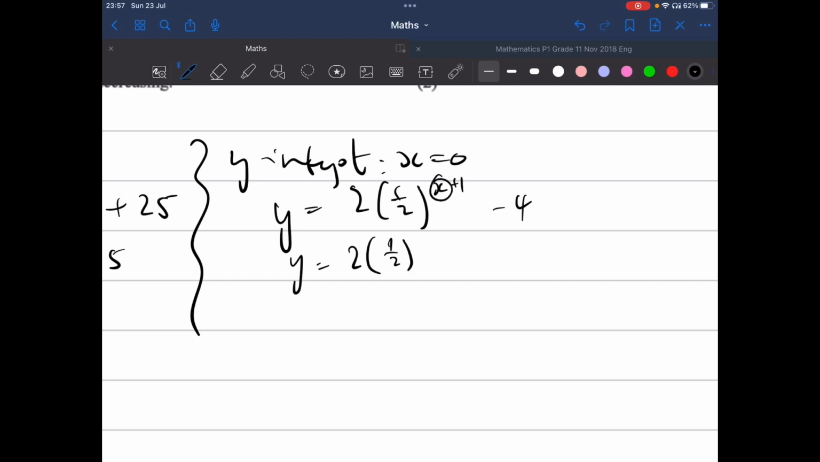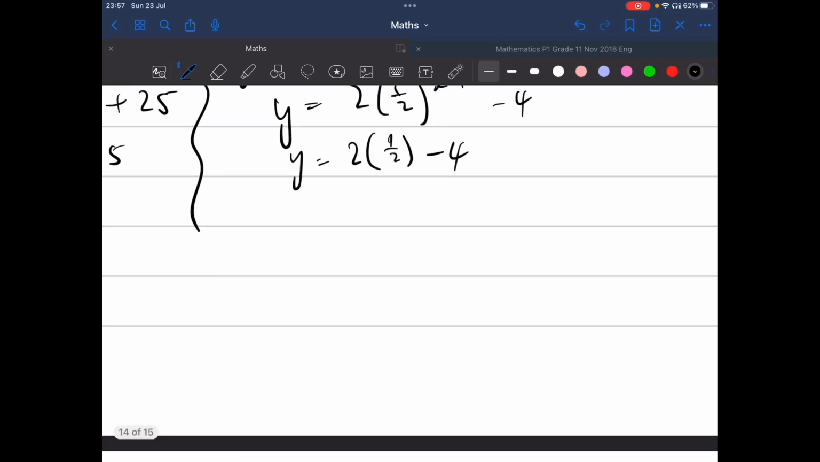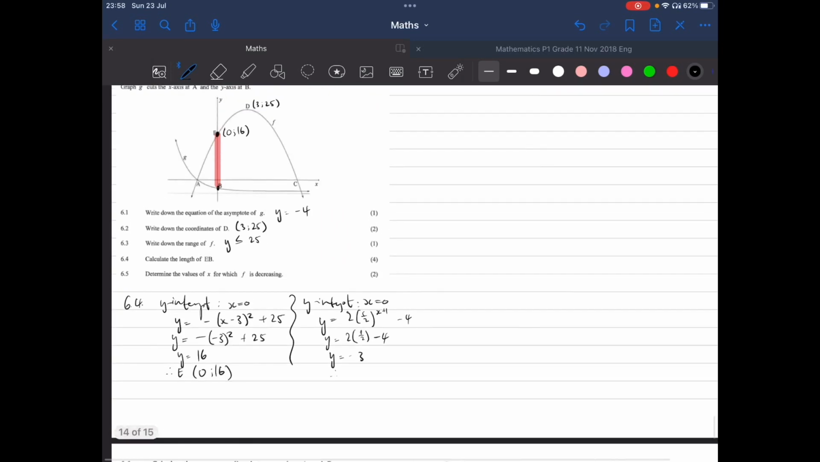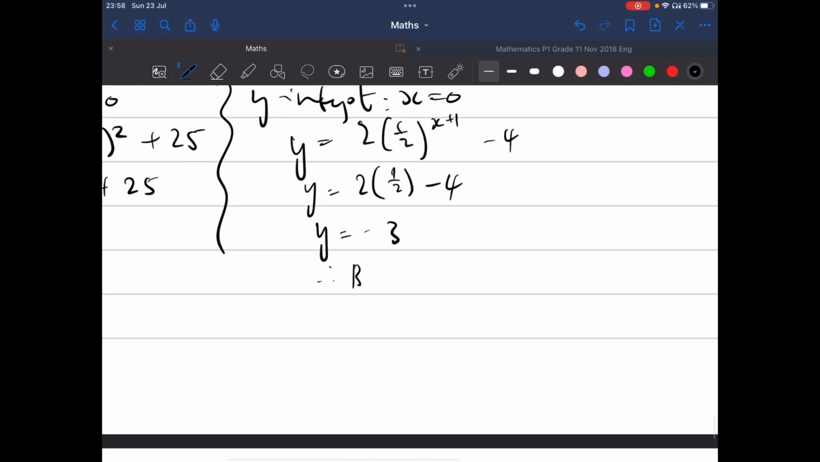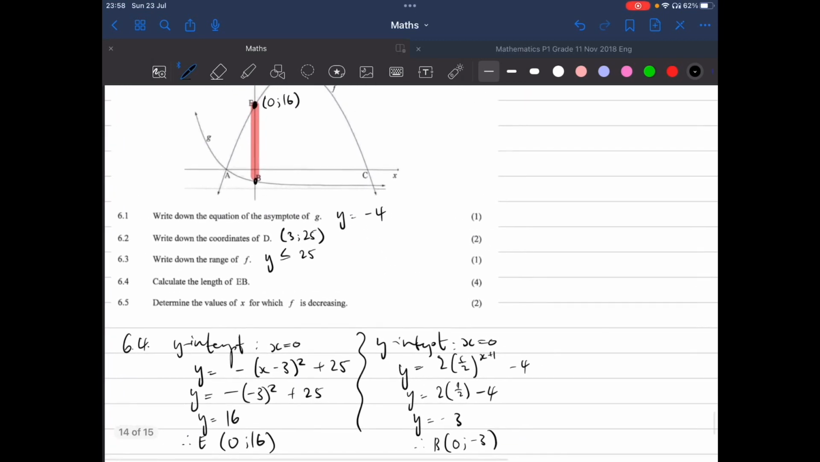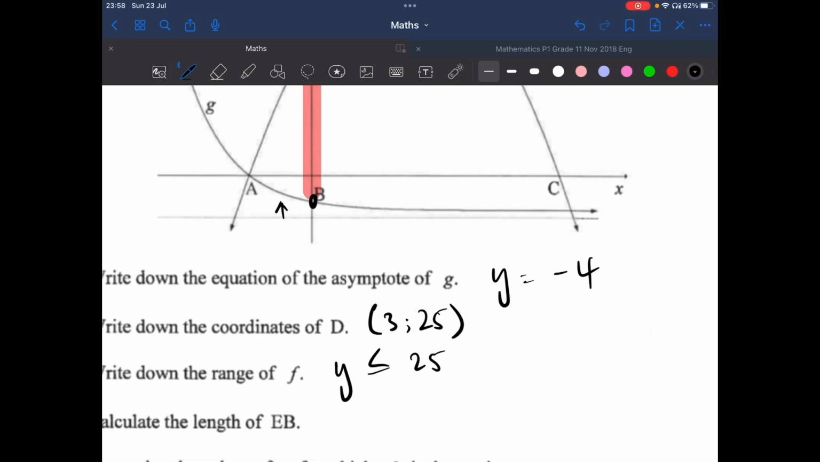So now in place of x, I'm going to put 0. So 0 plus 1 is just 1. And you can take the 1 away because it's the same thing, right? So the 2 times half is 1. 1 minus 4 is minus 3. So therefore, B is at 0 and minus 3. Okay, and again that makes sense because it's above our minus 4 line here. Okay, so this is 0 and minus 3.